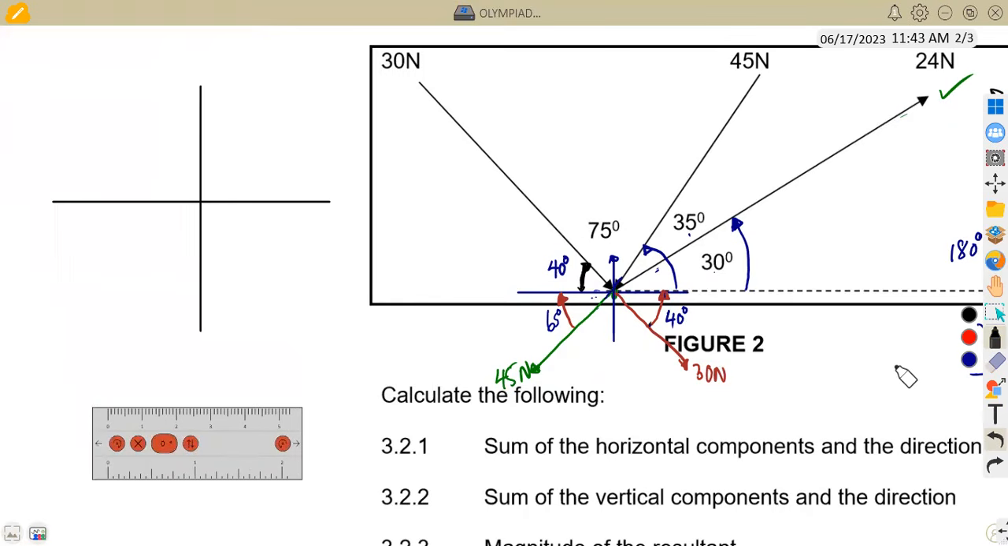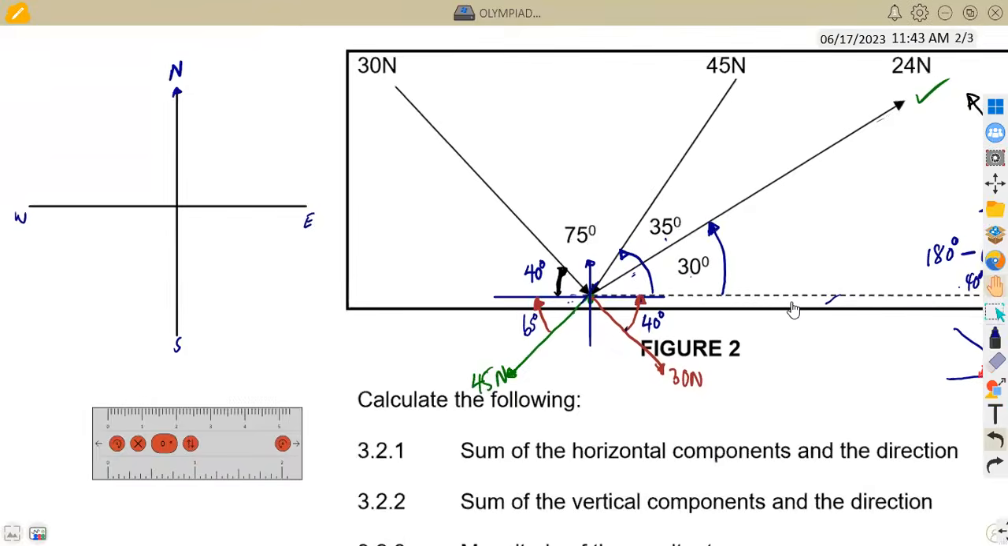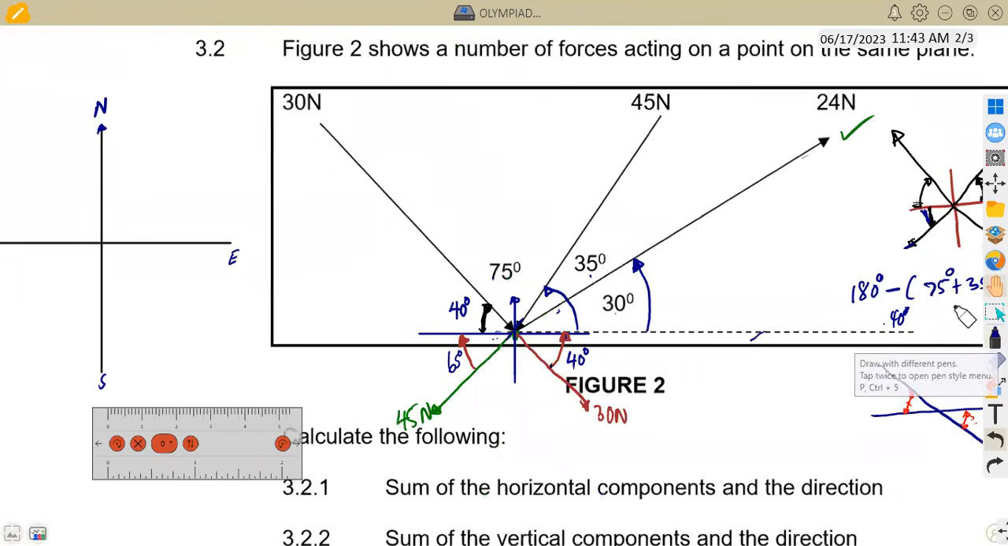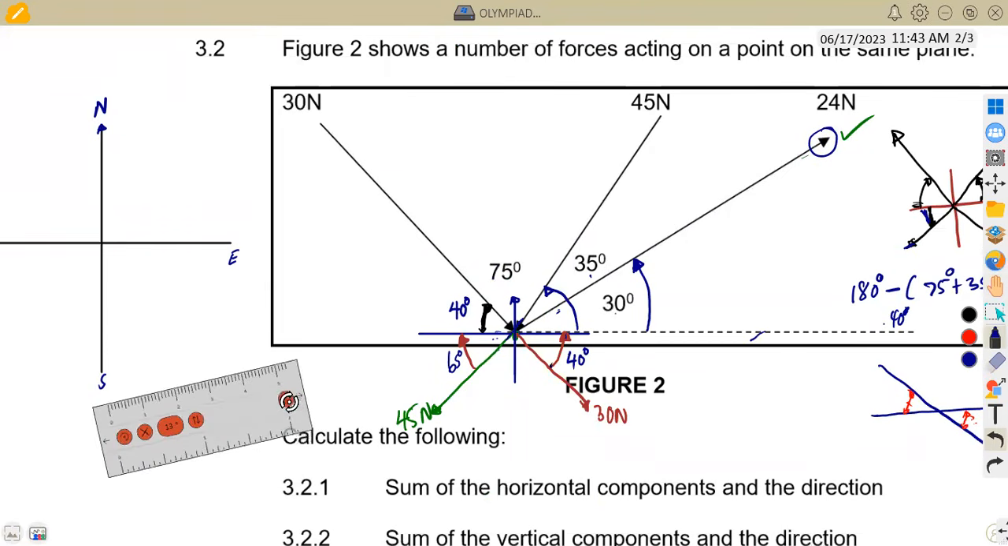So here we are having our north. This is the most important part to indicate. Then we've got our south, our west, and our east. The first part that we are given from the horizontal, that we said is actually fine, is taken from the point going out, the 24 Newton. So we are going to indicate our 24 Newton at 30 degrees.